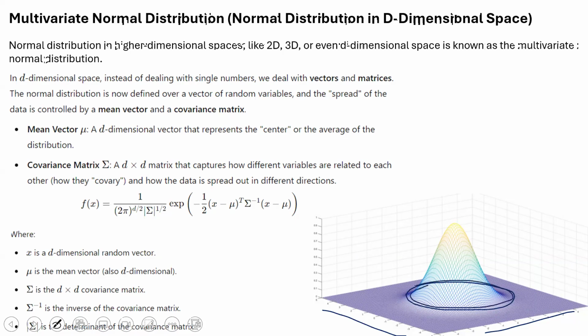From the side, it looks like a cap, right? That is how a normal distribution in a 2D space looks. A cap on the floor, you can imagine it like that. That is how a normal distribution in a 2D space looks. If it is a 3D space, can you imagine how it looks in a 3D space?